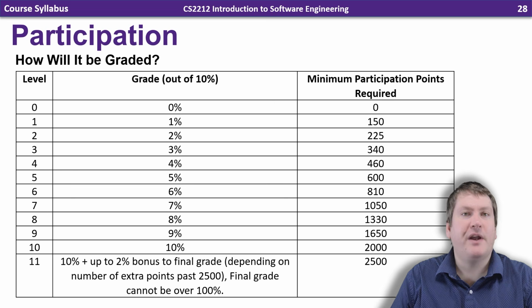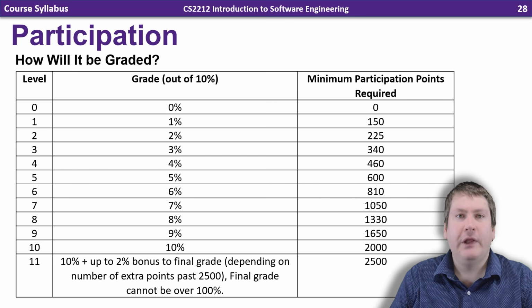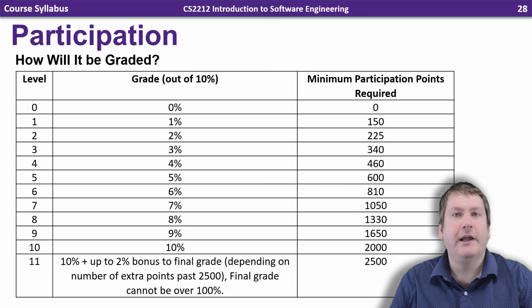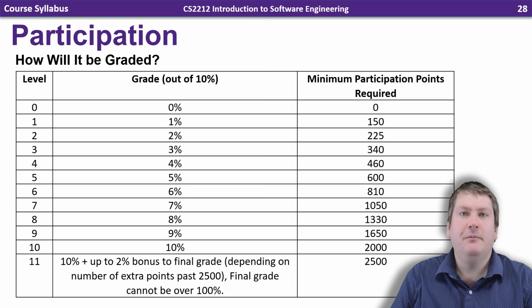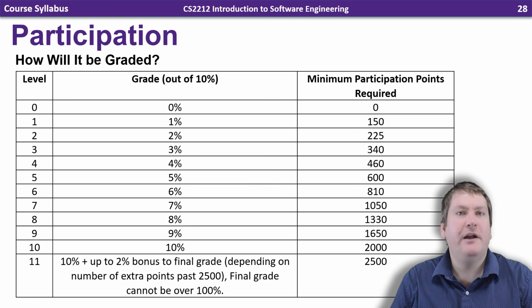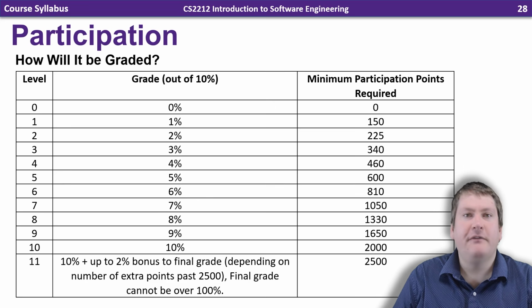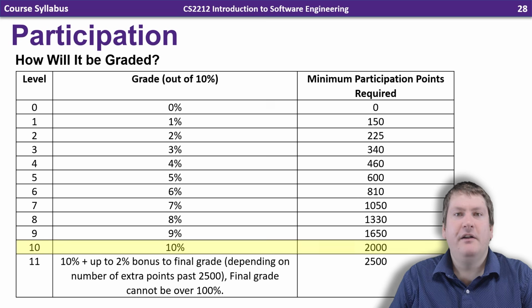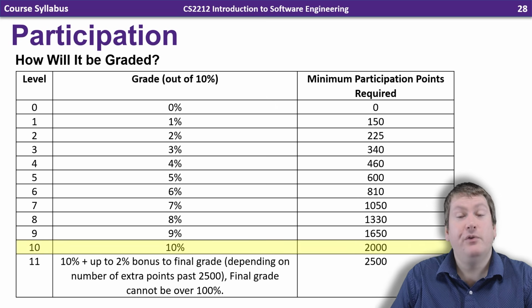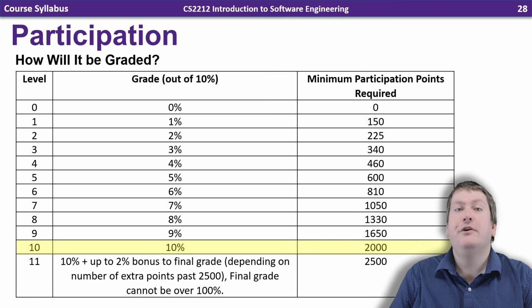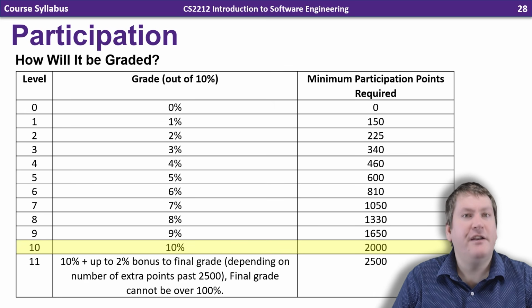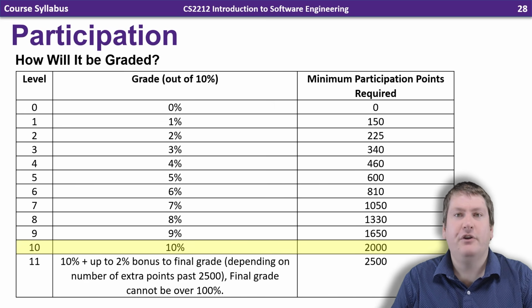So how will this be translated into a final grade? It will use this table here. You can see in the far right column, we have minimum participation points required to achieve a certain level, and that level will correspond to your final participation grade out of 10%. So down here, you can see if you get 2,000 participation points, you'll get a 10% participation grade. That's 10% of your final grade, so that would be a full participation grade.